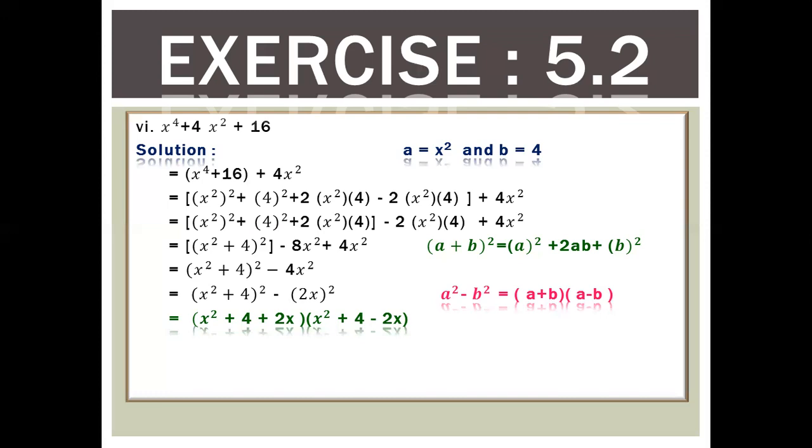Minus 2x²·4 is minus 8x², and 4x² is already given in the question. When you simplify these two terms, it becomes minus 4x², and x⁴ plus 16 plus 2x²·4, after combining them, make the square of (a plus b) whole square. Now we have (x² plus 4) whole square minus 4x². Again 4x² is a square of 2x, and we apply the formula over here, (a plus b)(a minus b).